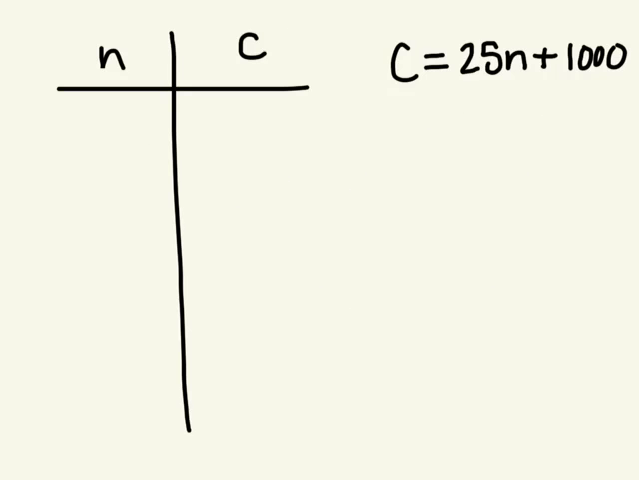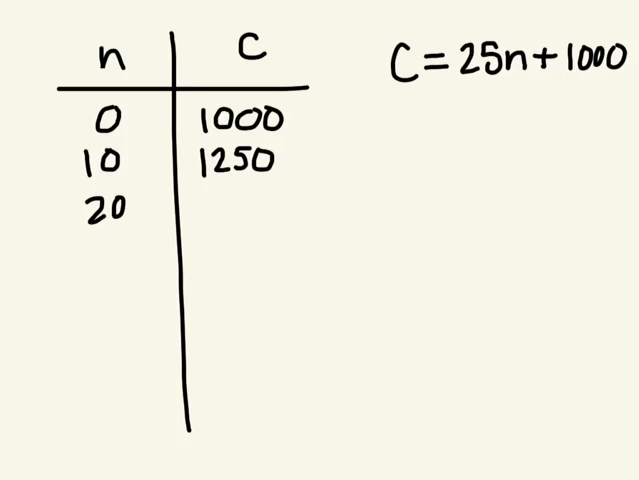Create a table. We're going to start with 0 people. If we replace N with 0, what's 25 times 0? Plus 1,000 though. We still have to pay $1,000 to rent the hall. Let's count by tens this time. What if there's 10 people that attend? What's the cost going to be? 1,250. Good. I want you to go up to 60 people.